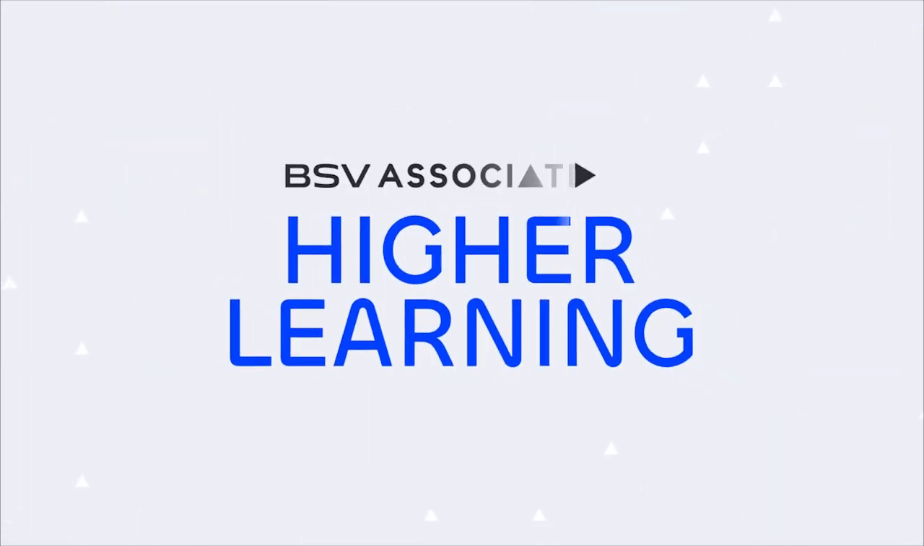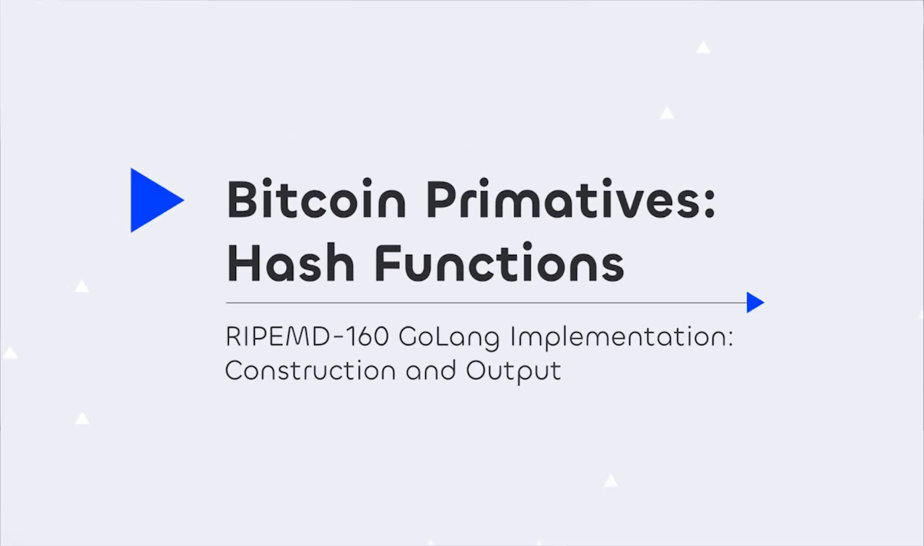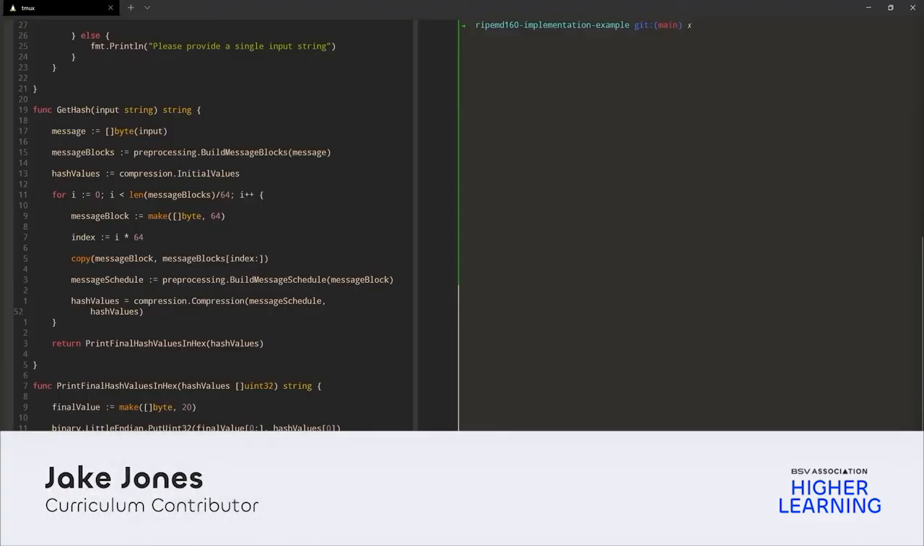So in the final video of this RIPEMD 160 GoLang implementation series, we have final value construction and output. Just a quick review, we did input and processing, compression, and now we're doing final value construction and output. Jumping into our code here, we're on to this last step.